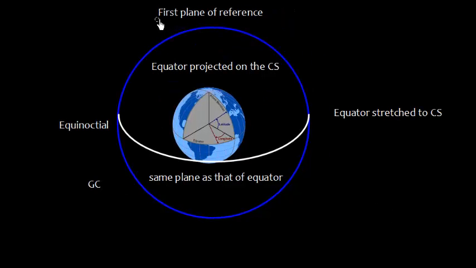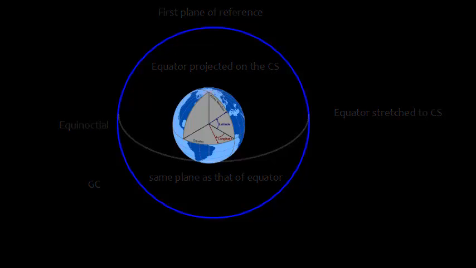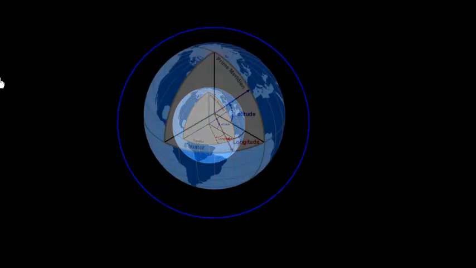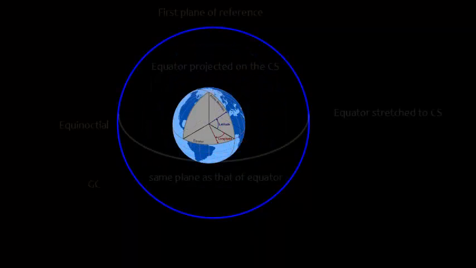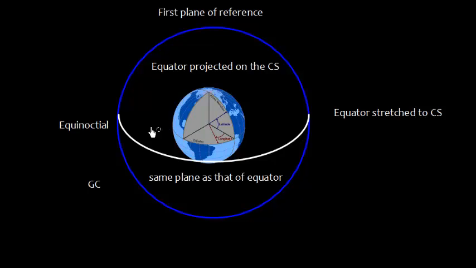Now let us discuss the first plane of reference. This is the equator projected on the celestial sphere. It is similar to this measurement, where on the Earth we have the first reference plane as the equator and we measure latitude. Similarly here we will have the equinoctial, which is the projection of the equator. Equinoctial and equator will have the same plane, and this is a great circle, which simply means that this circle passes through the center of the sphere.